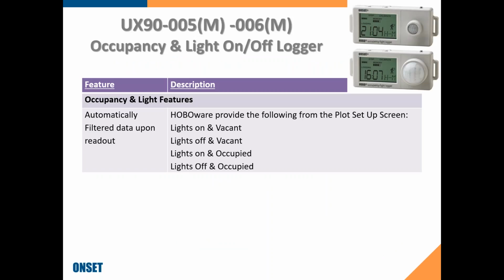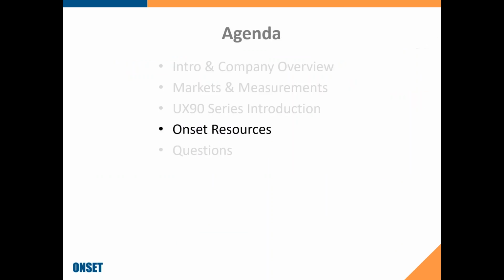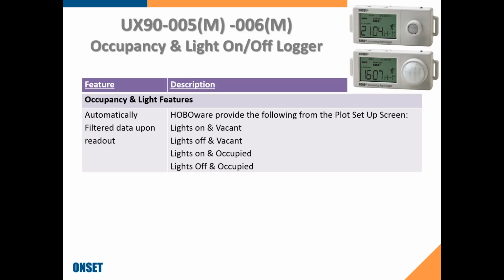So, going through what the light features are on this data logger, as you can see here, it's going to provide you the following plot setup screens: lights on and vacant, lights off and vacant, lights on and occupied, lights off and occupied. Another great feature, excuse me, I hit the button a little too fast, is there's a way to show this off exactly like that on a pie chart within HOBOware. A lot of people don't know about the pie chart. It's actually in, I think, versions 3.6 or later. I'll confirm that for you. But if you're running on the latest version of HOBOware right now, which is 3.7.8, you have this feature to use and this data to print out right out of HOBOware when you're doing these data loggers.